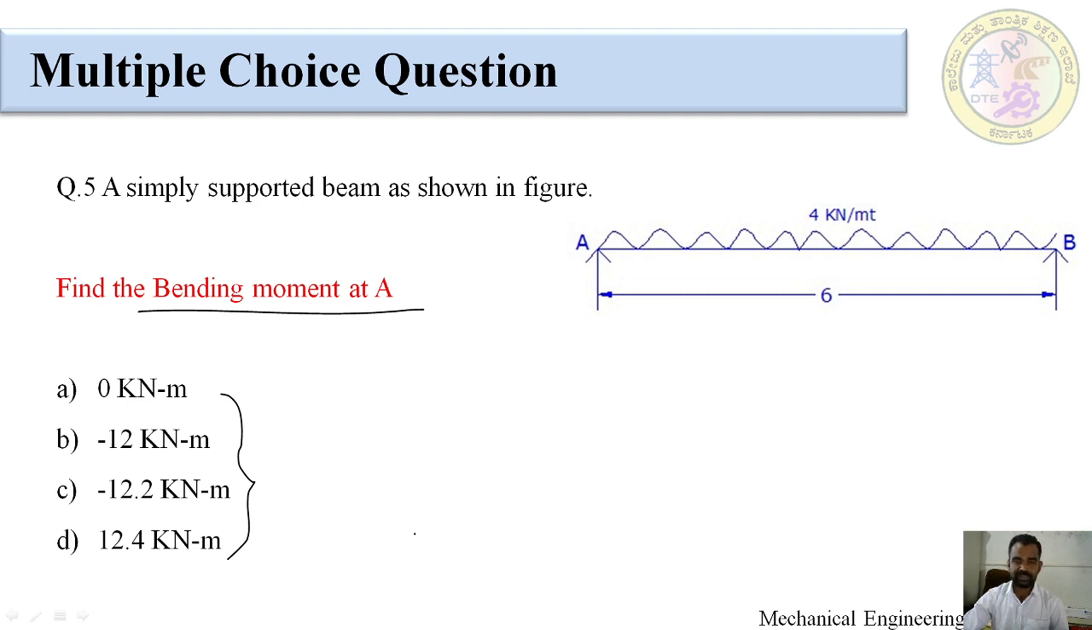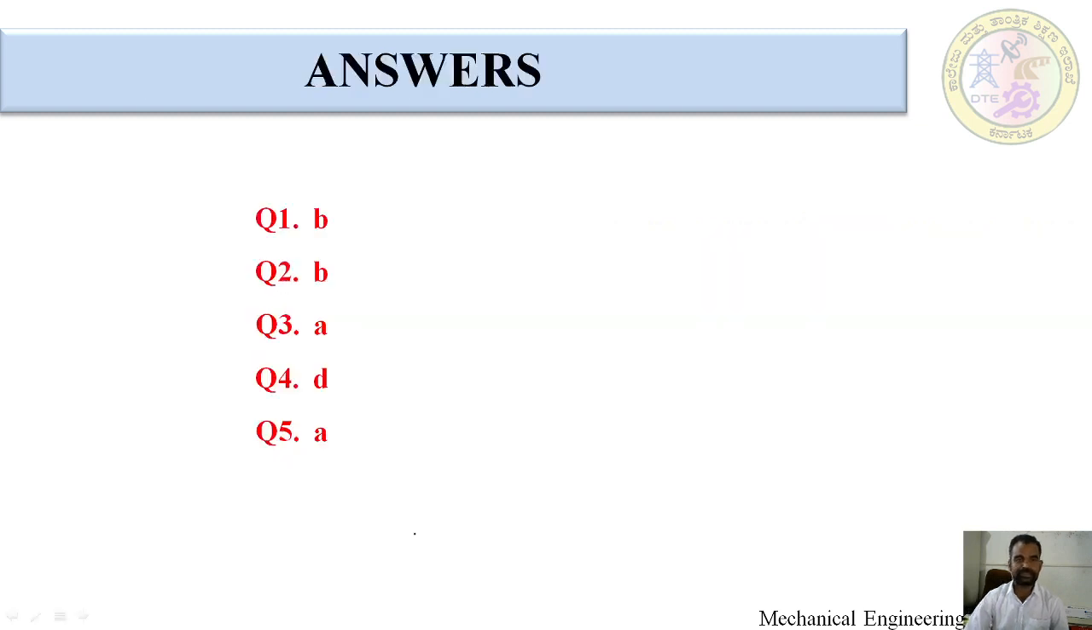Next slide, we are going to have the multiple choice answers. First question answer is B, second question answer is B, third question answer is A, fourth question answer is D, fifth question answer is A. These are the multiple choice answers.